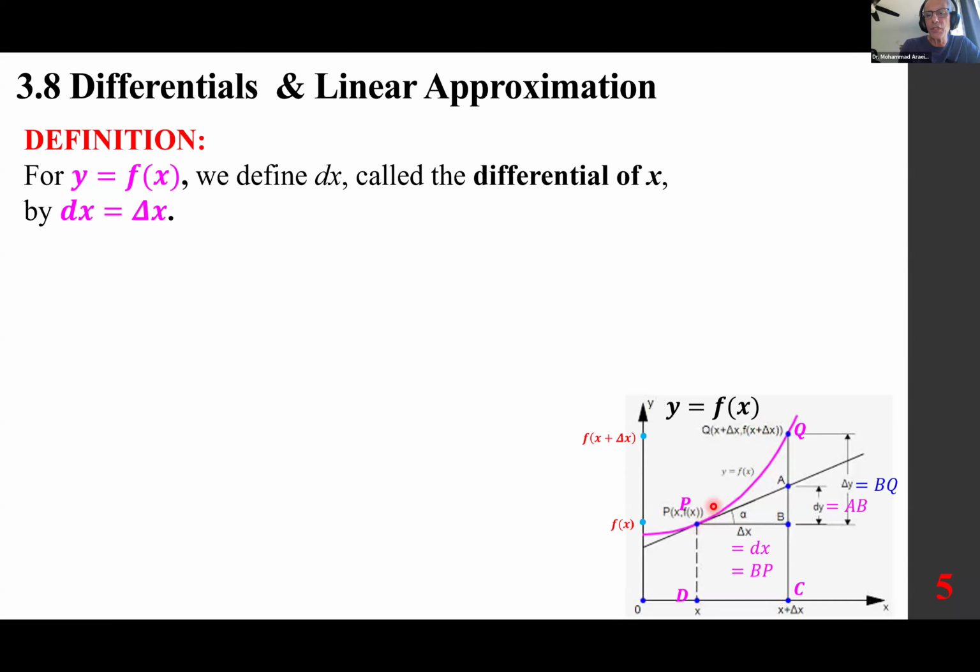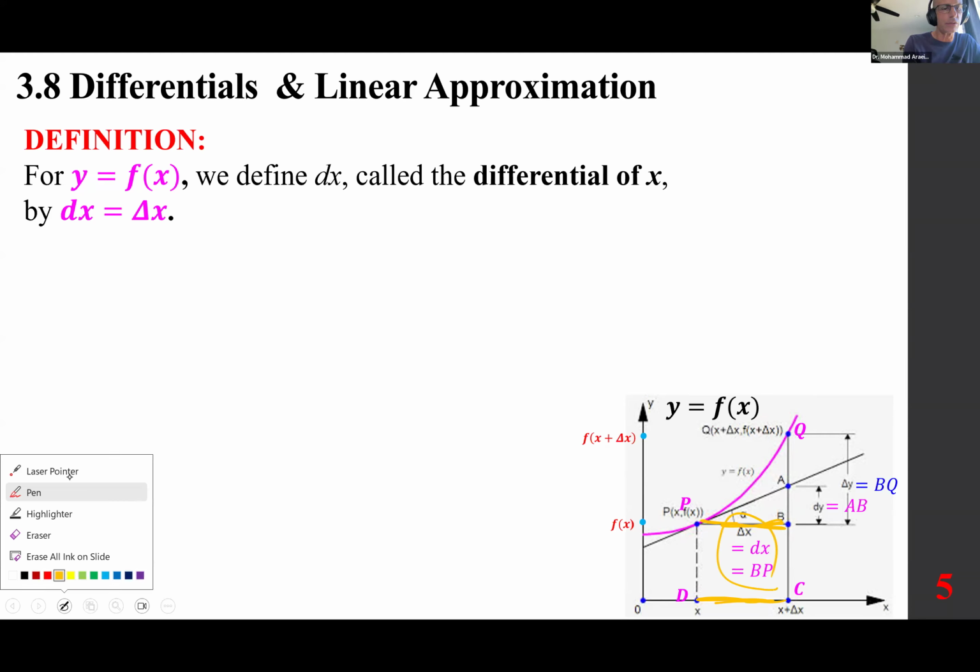As we move from P to Q, delta x represents the run. Delta x is equal to dx is equal to BP equals DC. So they're all the same. I'm going to draw them and then I'm going to erase them. This distance or this distance, we call it delta x or dx or BP. It's just the run.